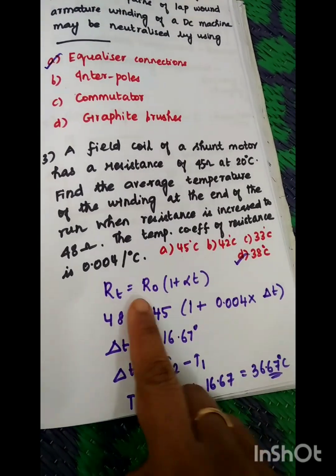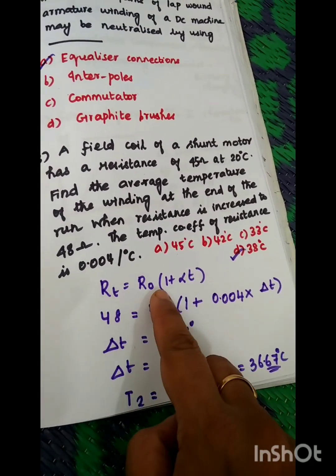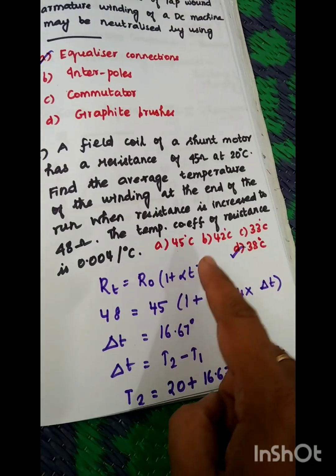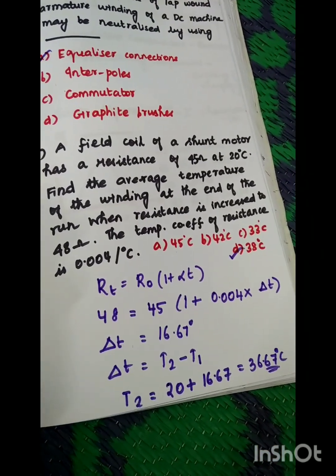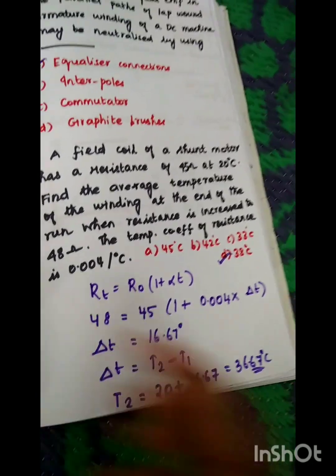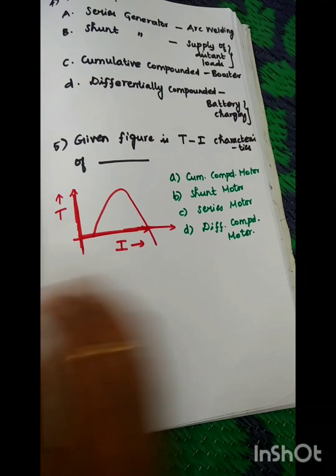Okay, so just substitute the given formula, that is Rt is equal to R naught into 1 plus alpha into t. If you substitute the given values, you will get the change, that is the final temperature T2. Okay, and now we can move on to the next question.